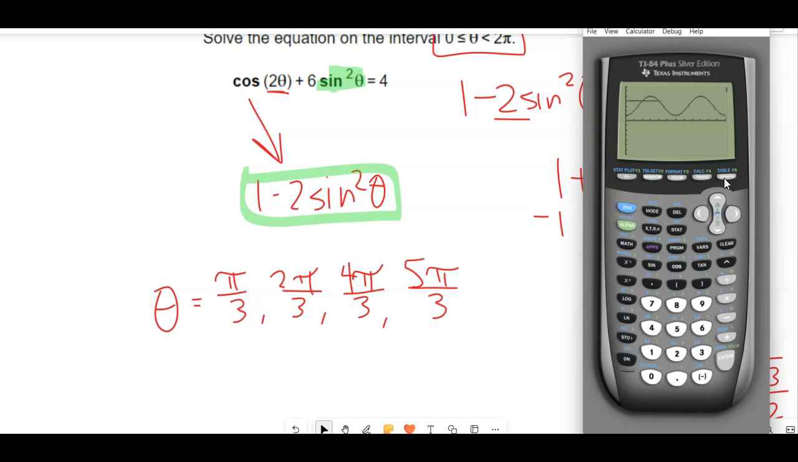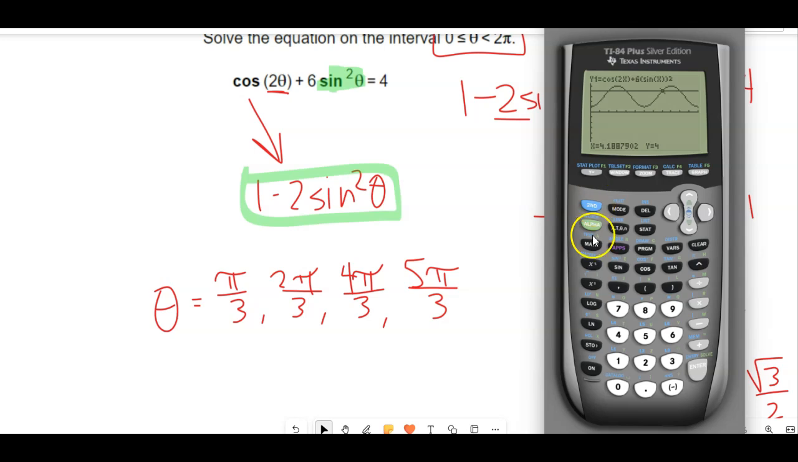All right, there is our left-hand side. There's our y equals 4, the other one. And there are the intersection points. Now we said pi over 3, 2 pi over 3. So let's hit trace and type in pi over 3 and verify that that's an intersection. That's our first intersection. Now that we've done it one time, we don't have to keep pressing trace. We can just type the numbers in. So now 2 pi over 3, there's that intersection. 4 pi over 3, third intersection, and finally 5 pi over 3. And there's our fourth intersection.